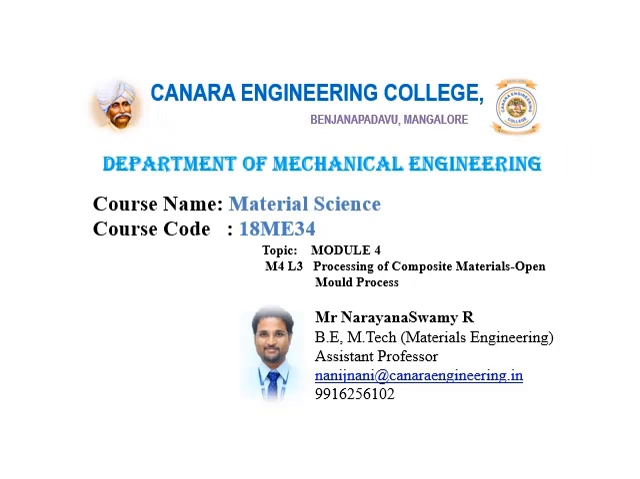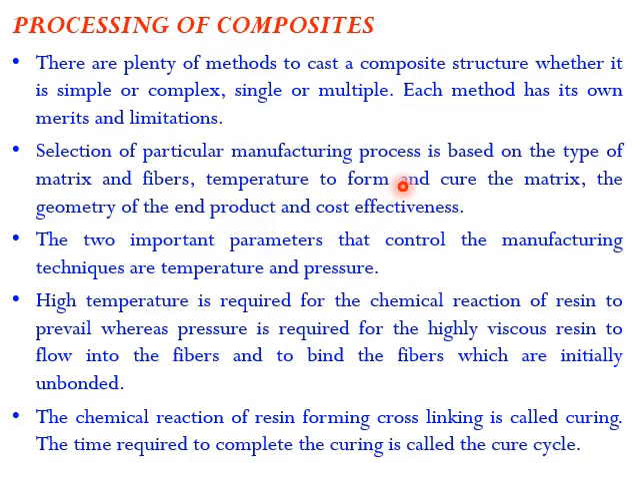Moving on with that. There are plenty of methods available, from simple to complex, depending upon the requirement. The selection of a particular manufacturing process is based on the type of matrix or fiber and the temperature to form. The two important parameters that control the manufacturing techniques are temperature and pressure.